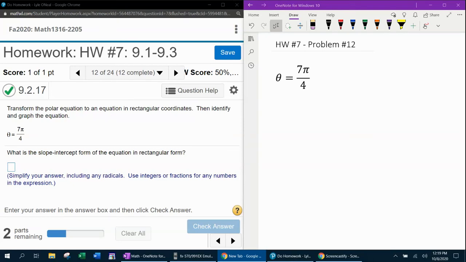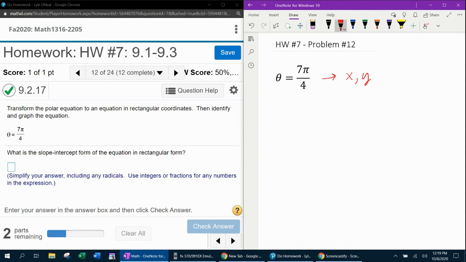Question number 12 from our 1316 homework number 7 in MyLab Math. It says to transform the polar equation to an equation in rectangular coordinates. So instead of having r's and thetas, we want to convert this into terms of x and y. And if I read ahead a little bit, it says, what is the slope-intercept form of the equation? So I know that I'm looking for y equals mx plus b eventually.